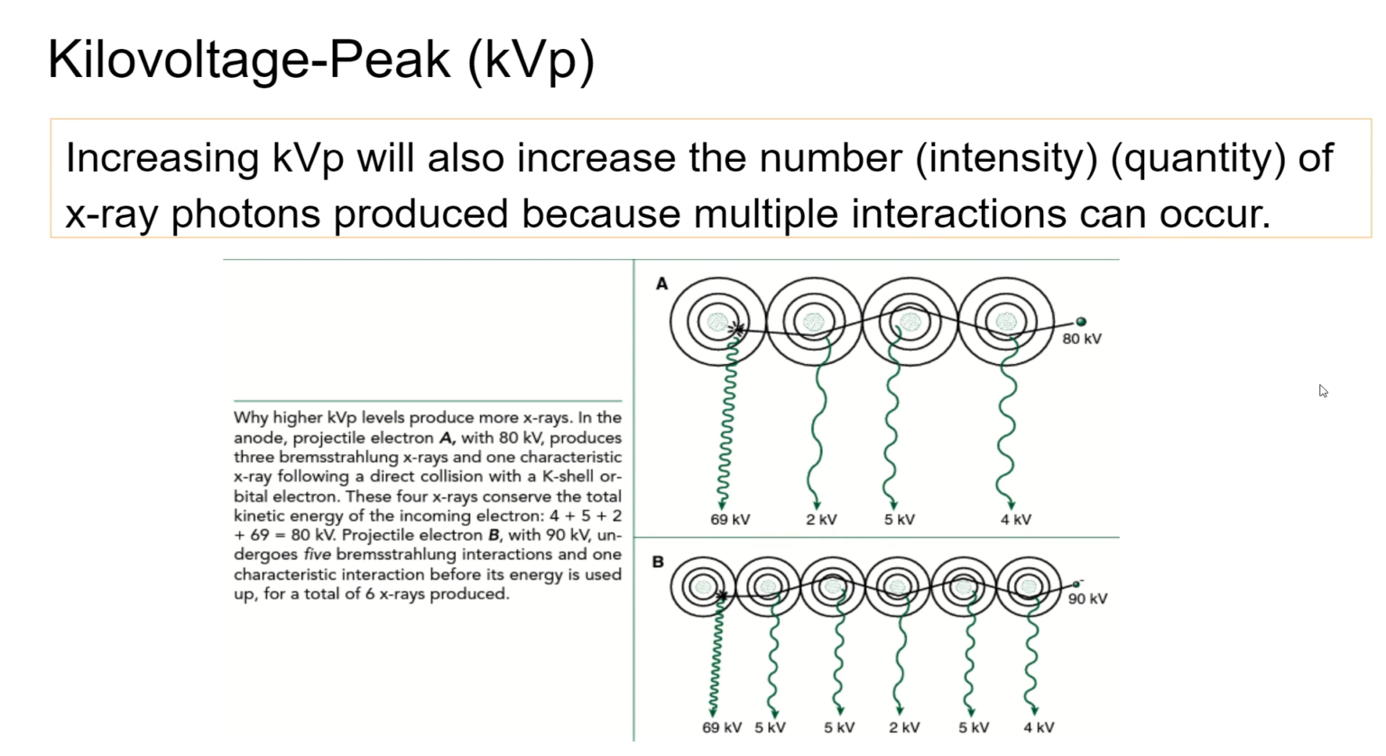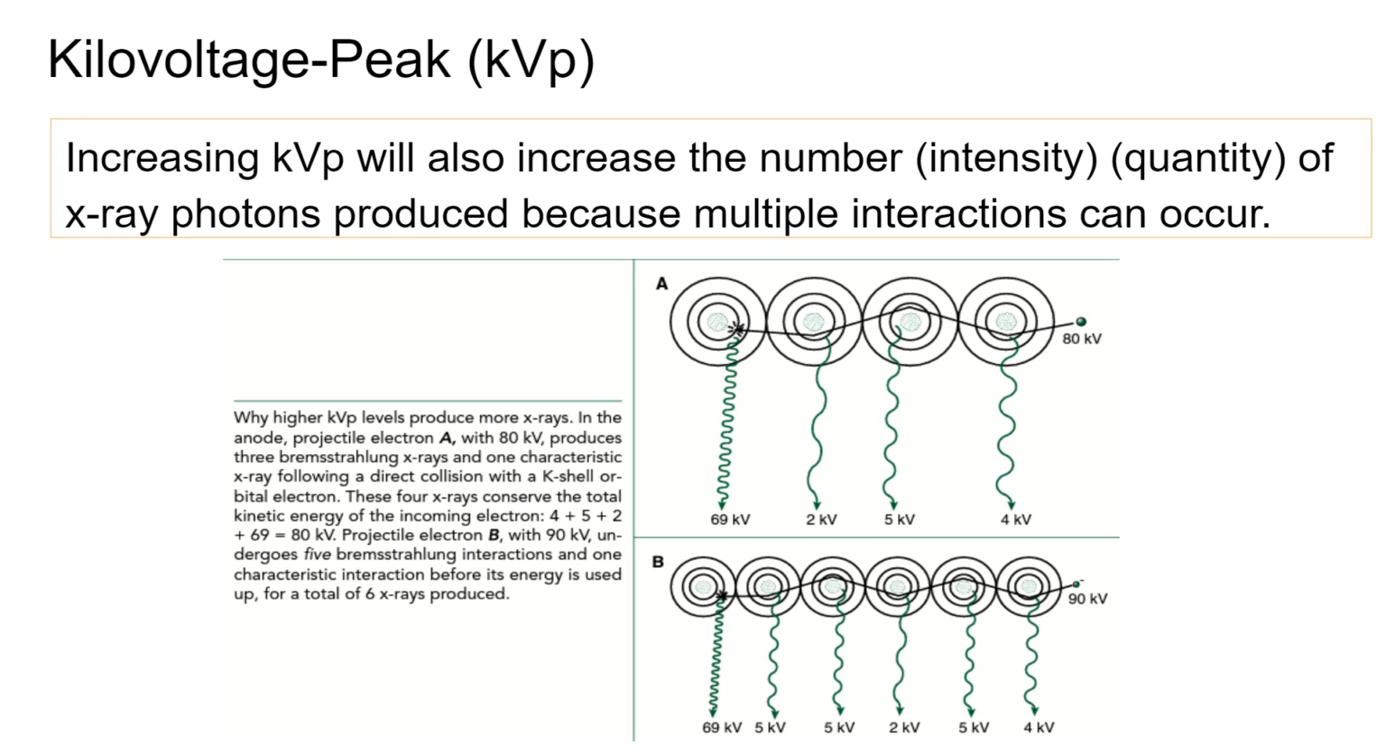So this is a nice graphic, right? Related to intensity. They both start with an electron, but one is set at 80, and the other one is set at 90. How many photons do you create, X-ray photons? 80. 80, and this is just one example.